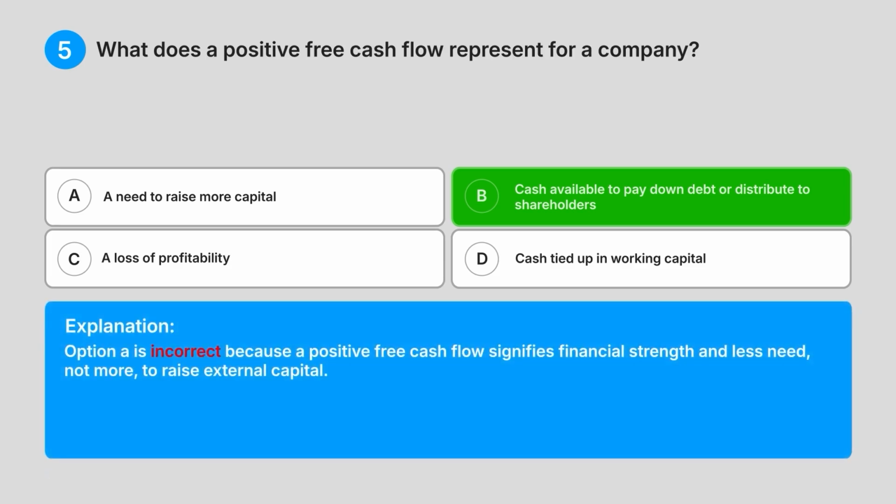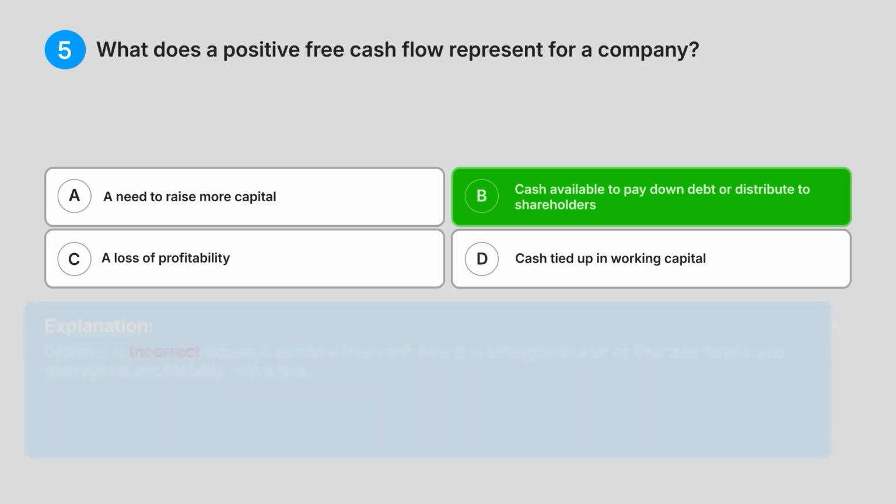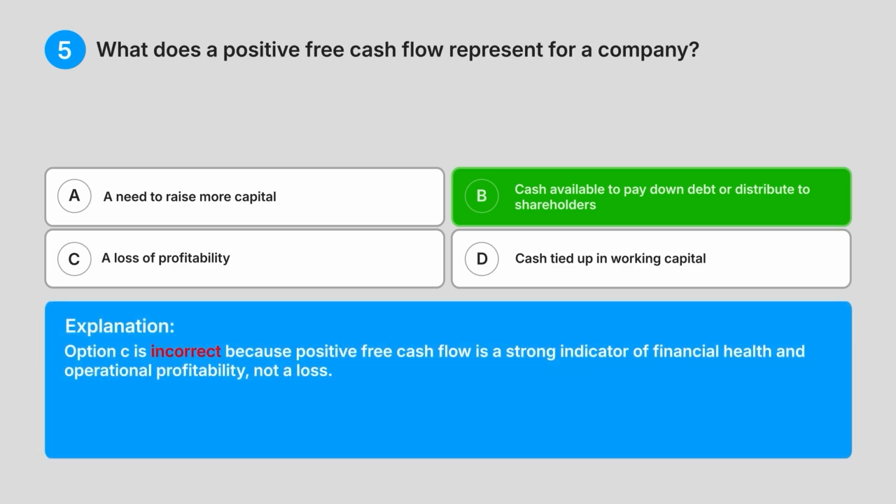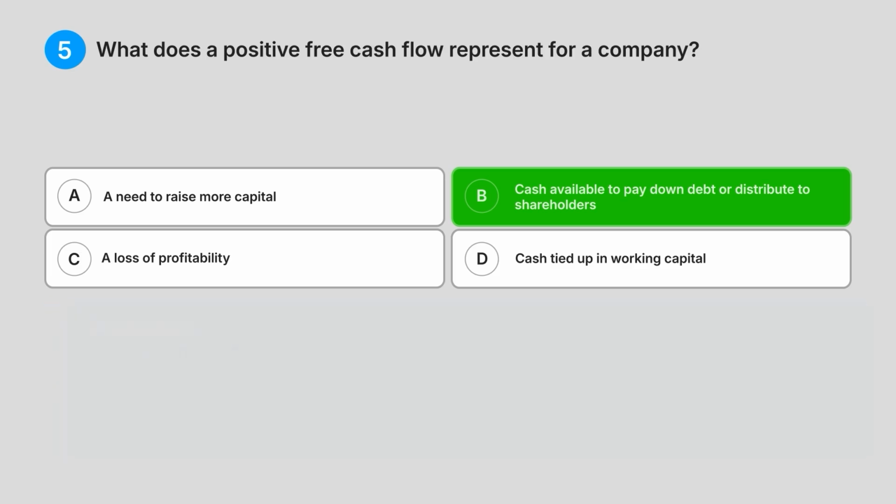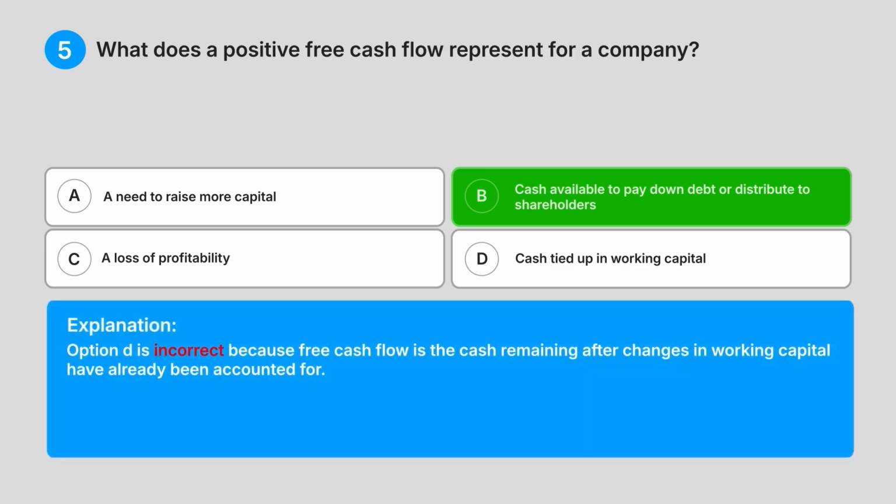Option A is incorrect because a positive free cash flow signifies financial strength and less need, not more, to raise external capital. Option C is incorrect because positive free cash flow is a strong indicator of financial health and operational profitability, not a loss. Option D is incorrect because free cash flow is the cash remaining after changes in working capital have already been accounted for.